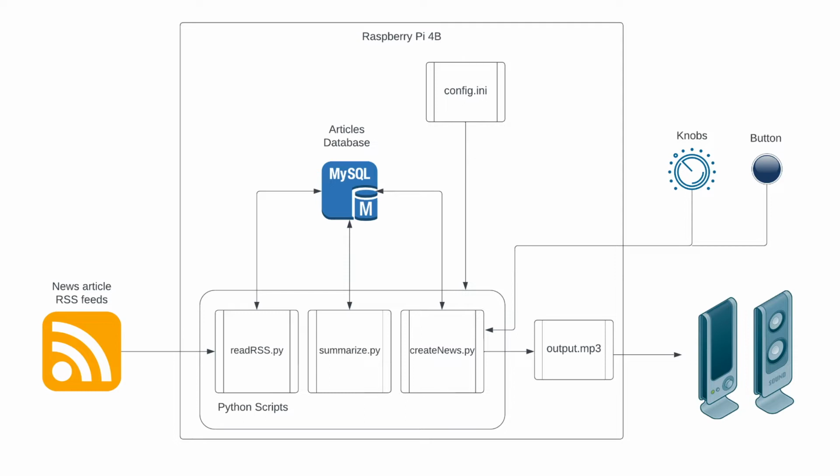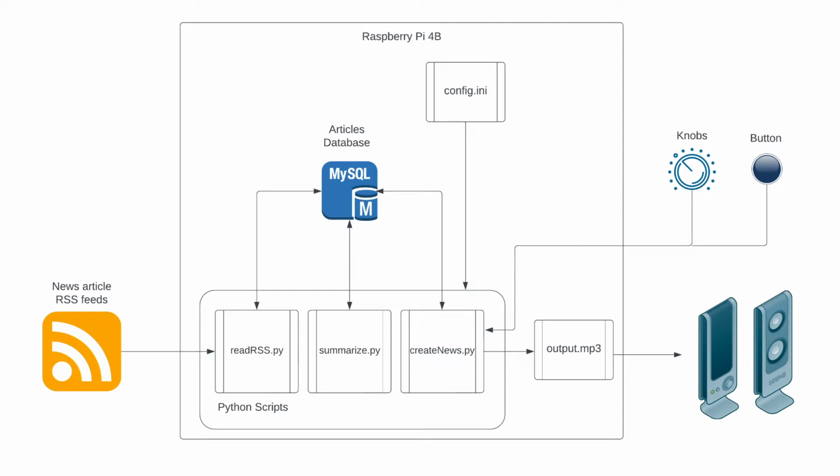bulletin using text-to-speech. The article grabber script reads news article website addresses from user-defined RSS feeds, scrapes that article information, and then stores that information in a MySQL database. The article summarizer script uses the Transformers Python library to automatically create a summary of those articles, and again stores that summary in a database on the Pi.